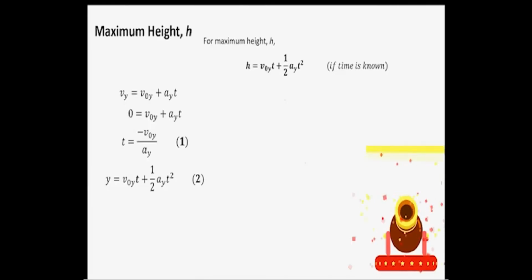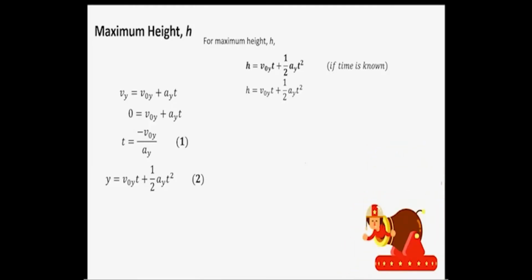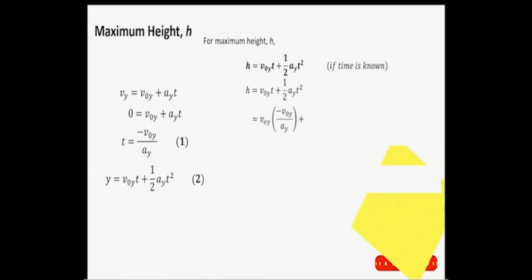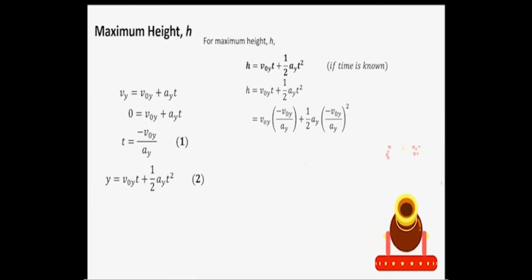Okay? But, if you don't want to solve for time, let's substitute t from the derived formula in equation number 1. So, h is equal to v sub 0y times negative v sub 0y all over a sub y plus 1 half a sub y times negative v sub 0y all over a sub y, squared. Simplifying this term by term, we get negative v sub 0y squared all over a sub y plus 1 half v sub 0y squared all over a sub y.